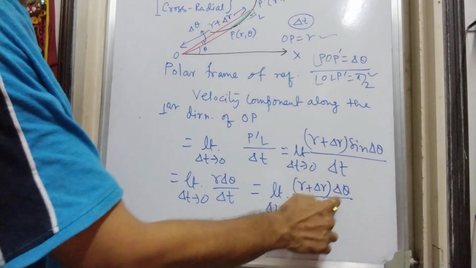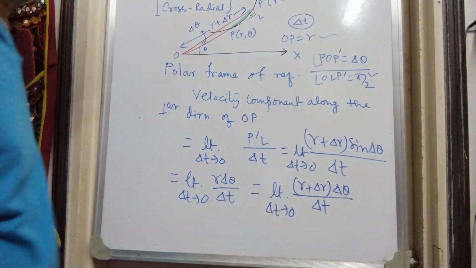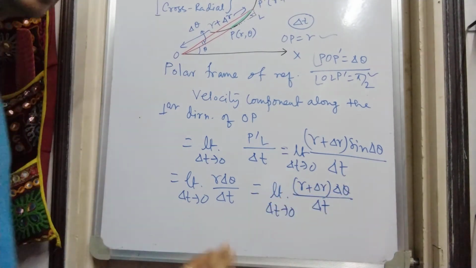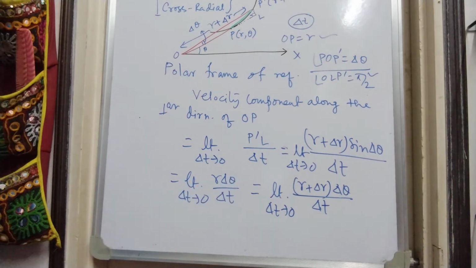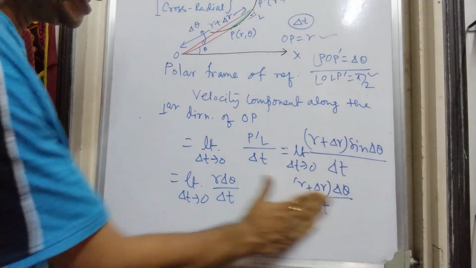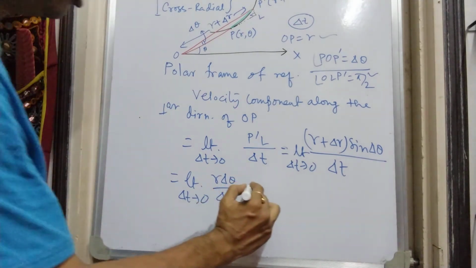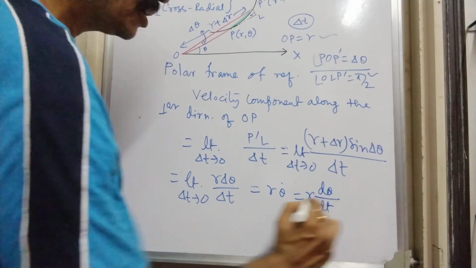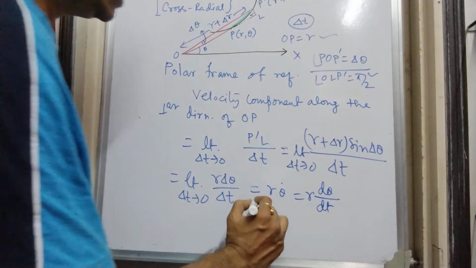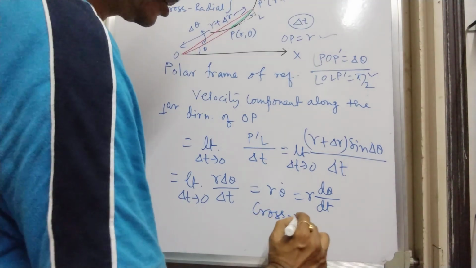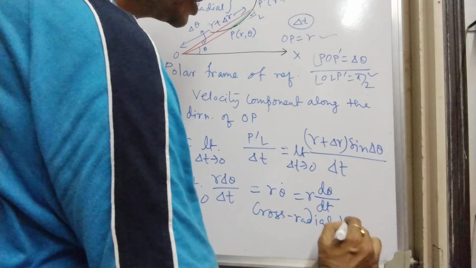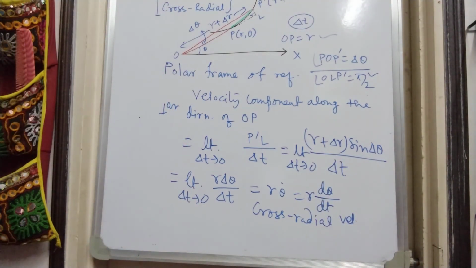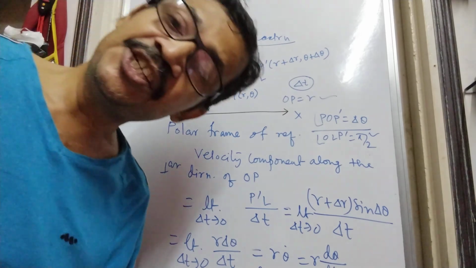Here it is (r plus delta r) into delta theta by delta t. Delta r into delta theta is much smaller in comparison with r delta theta. So we ignore it and we take the limit of r delta theta by delta t. As delta t tends to 0, this turns out to be r theta dot or r d theta/dt. And that is what is precisely called cross radial velocity. Component of cross radial velocity. Okay. Now let us move on to find the components of radial and cross radial acceleration in a separate video.